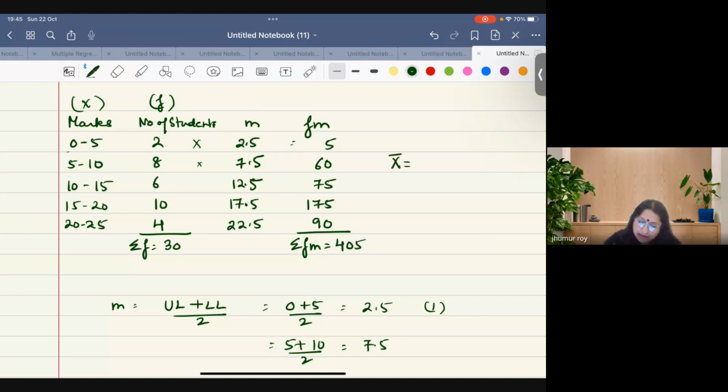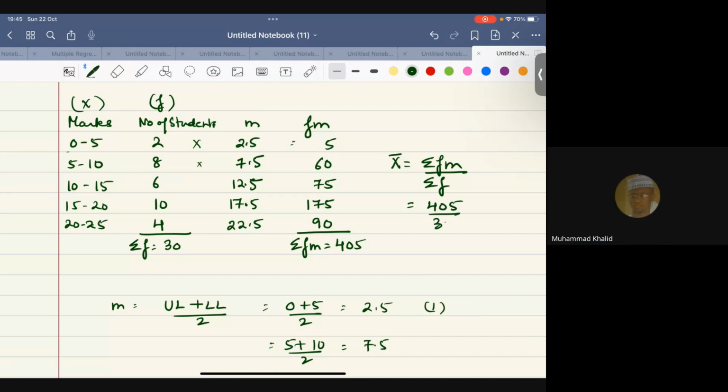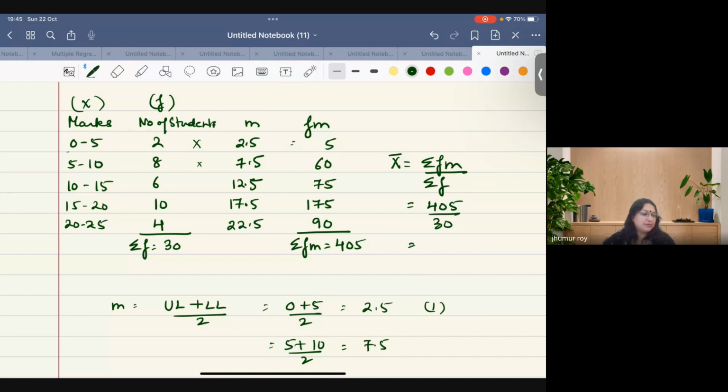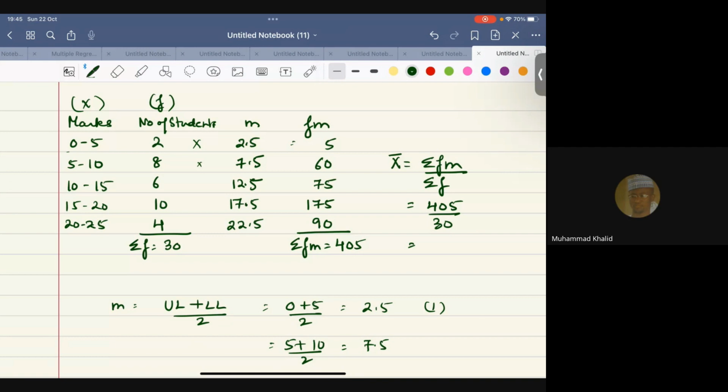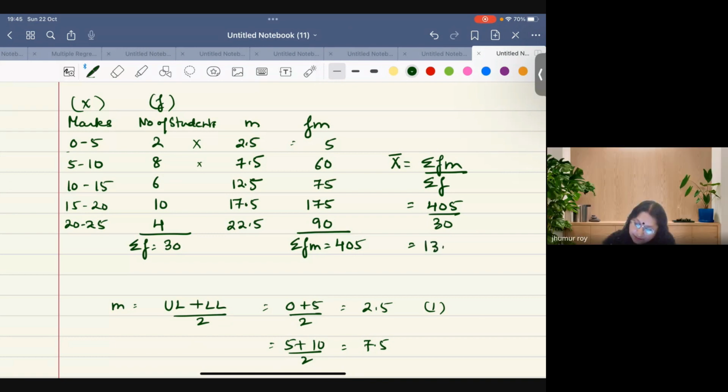So you find out the mean. Mean will be sigma FM divided by sigma F, that is equal to 405 divided by 30. So how much are you getting? 13.5 marks. Is everybody clear on method 1? This is your direct method.